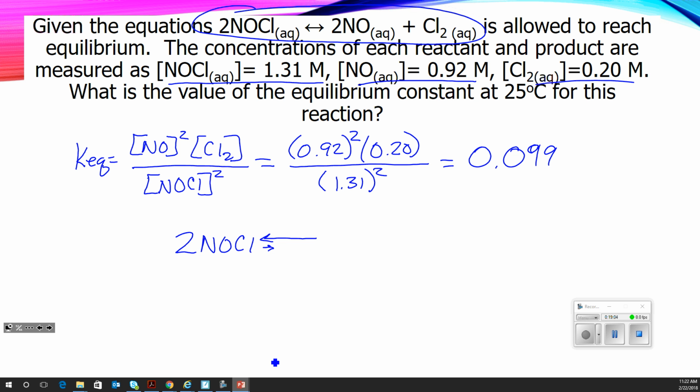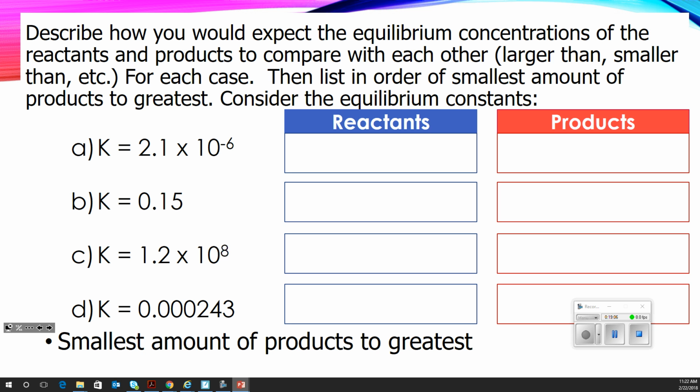Okay, let's go forward. So now we're going to look at just the K's and get an idea of how much we have compared to the other. So here we have 2.10 times 10 to the minus 6. How do the reactants and products add up? Which one do I have more of? Reactants or products? Reactants. I have a lot more reactants than products.